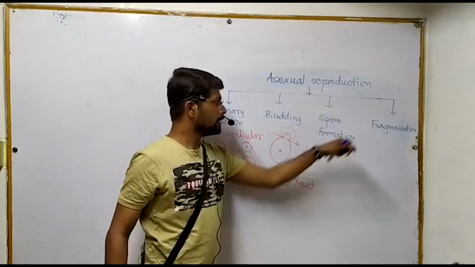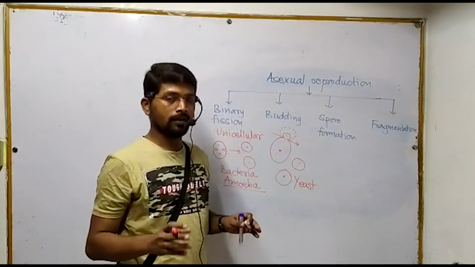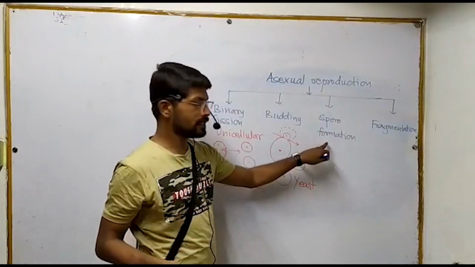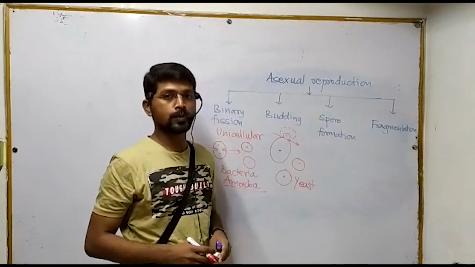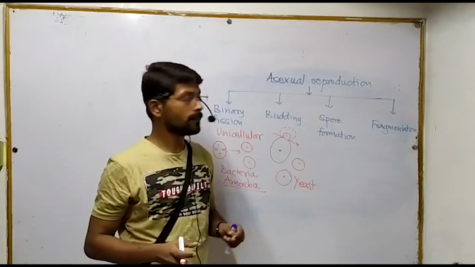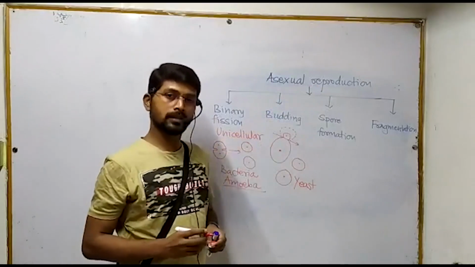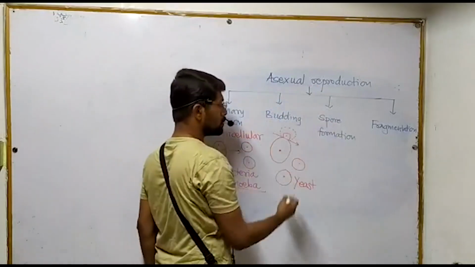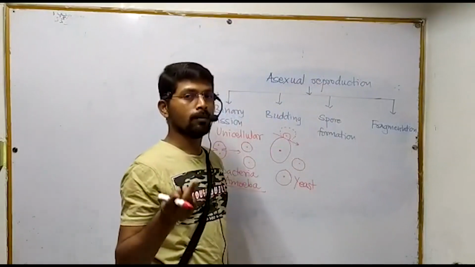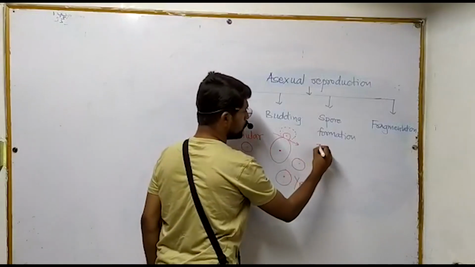The third type is formation of spores. Different organisms, like algae, fungi, bryophytes, and pteridophytes, produce spores. Spores are of two different types, asexual spores as well as sexual spores. Here we are going to discuss only the asexual spores produced by certain organisms. Asexual spore formation mostly occurs by means of motile as well as non-motile spores. Now there are two types of spores that we discuss.